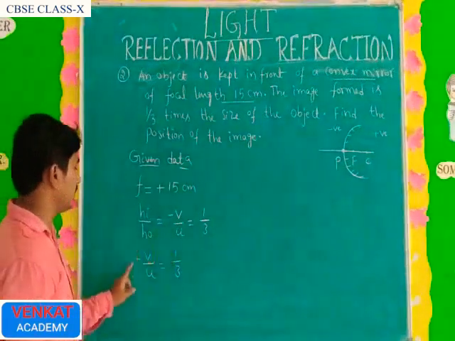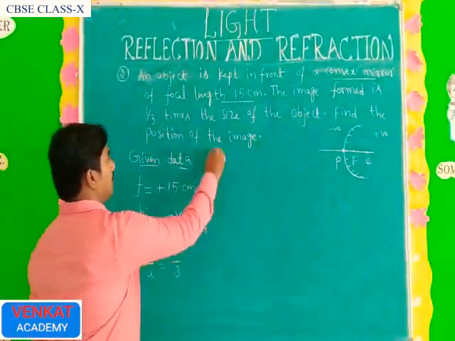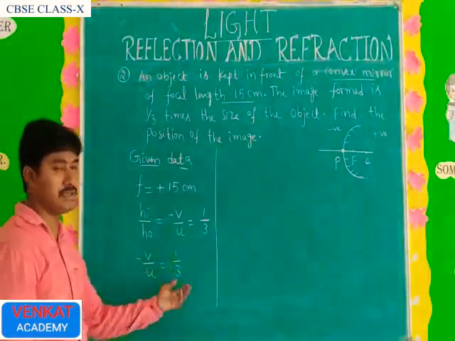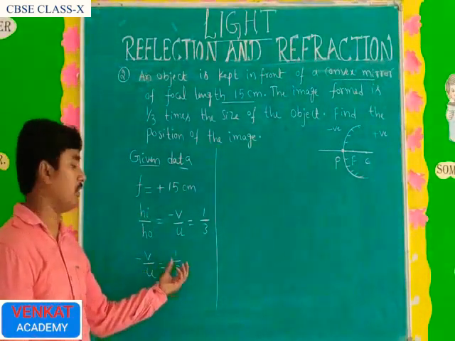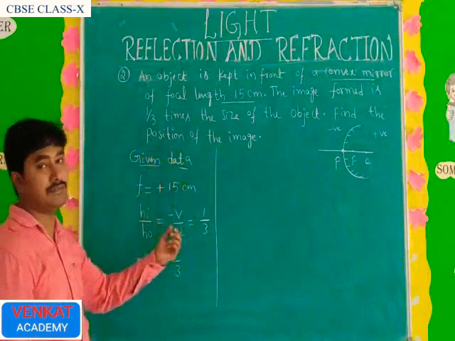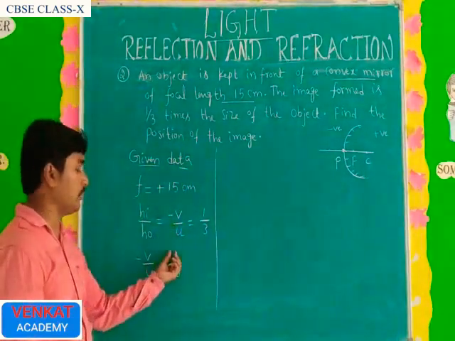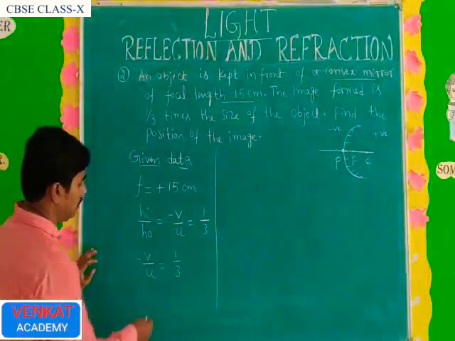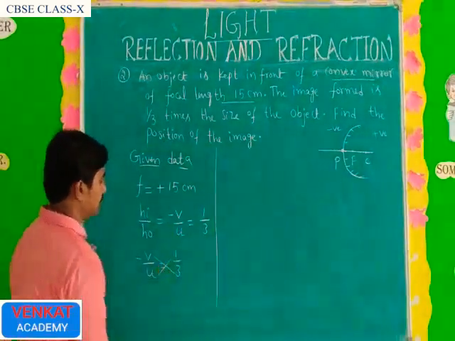Understand? This is the relation. If they give 2 times, we have to write 2 here. If they give 3 times, we simply write 3 here. If they give half, meaning 1 by 2 times, we have to write 1 by 3 here. Next, we do the cross multiplication.